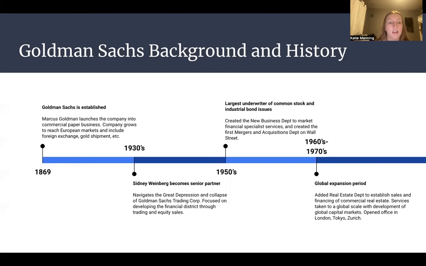In the late 1960s, the company also added a real estate department that was used to establish the firm's sales and financing of major commercial real estate. The development of global capital markets called for the need of Goldman Sachs services and operations on an international scale. It opened offices in London and then a few years later in both Tokyo and Zurich.